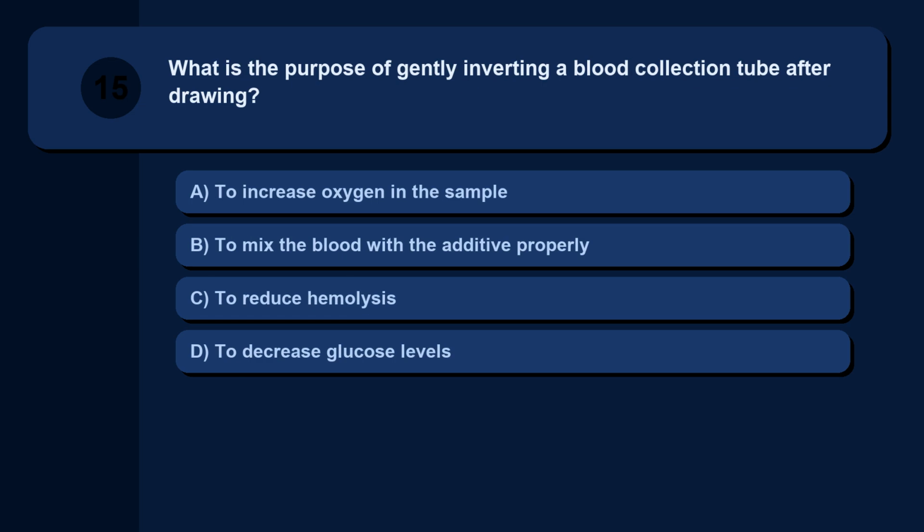Question 15. What is the purpose of gently inverting a blood collection tube after drawing? To increase oxygen in the sample. To mix the blood with the additive properly. To reduce hemolysis. To decrease glucose levels. Gentle inversion ensures proper mixing of blood with additives, preventing clotting and preserving sample integrity.